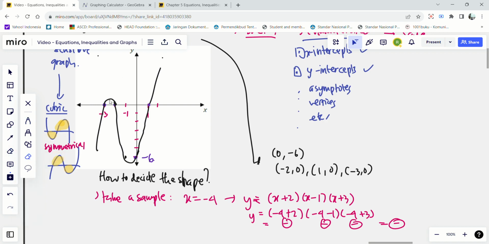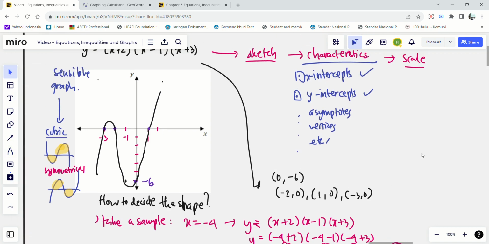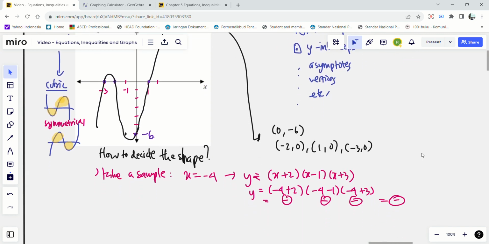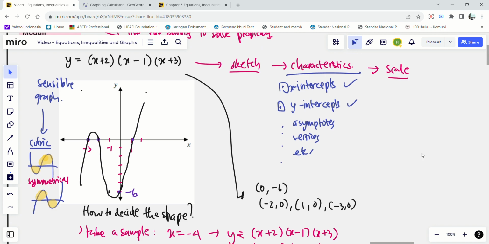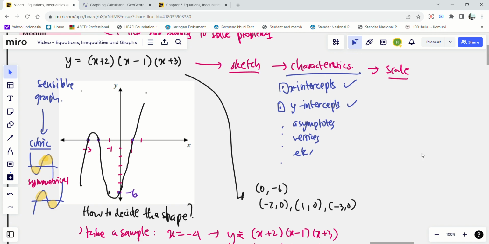If you think this one shouldn't look like this, then you can probably make it a bit different, this one for example. So that's a sensible graph. That's how you sketch a cubic graph. It's a similar idea, and you can use it for any type of cubic graph. You have to use your sense, aside from deciding the x and y intercepts and so on. So that is one example that I can present to you in this video.